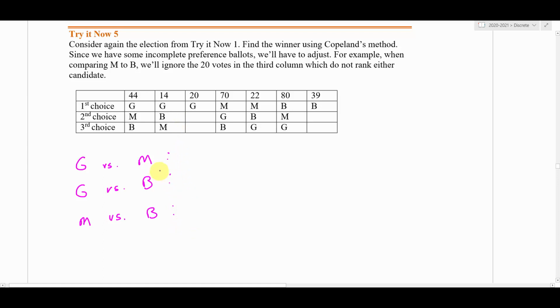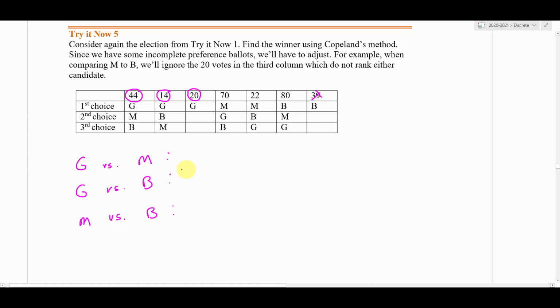So when we do G versus M, we're only looking at G and M's position throughout these ballots, right? So G wins here, so G is going to get these 44. G wins here, so G will get those 14. Even though M's not here, we're going to give G these 20 votes because G had the first place position. And then G loses to M, G loses to M, G loses to M, and then neither G nor M appear in this ballot, so these 39 don't count.